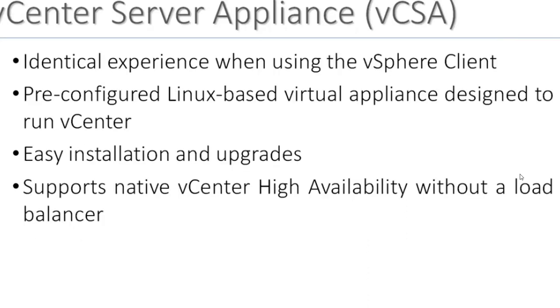So vCenter appliance. What is vCenter appliance? We also call it vCSA. vCSA is the short form of vCenter server appliance. Basically, this is an identical experience when using the vSphere client. It looks like an old version of the vSphere client. Basically, it is a pre-configured Linux-based virtual appliance designed to run vCenter. It is a VM which is based off the Linux operating system. It is easy to install and upgrade. It supports native high availability without a load balancer.